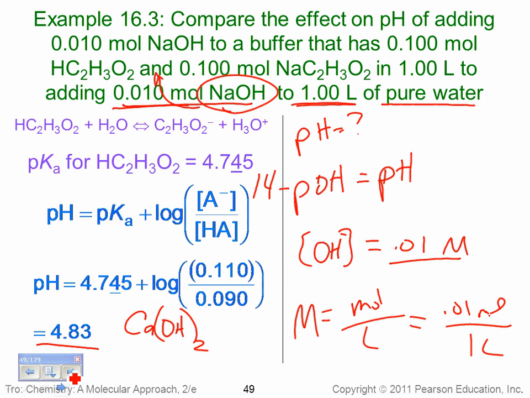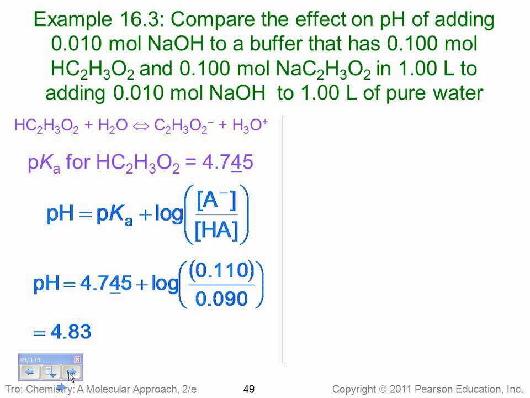What would it be? 2 times, which is... okay, 0.02. Yeah, just check. Okay. So 0.02. Awesome. So now that I know my OH is 0.01 molar, because that's sodium hydroxide.